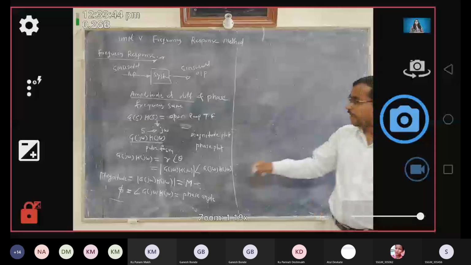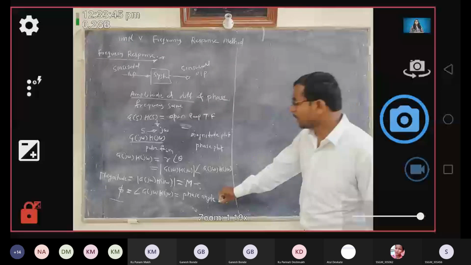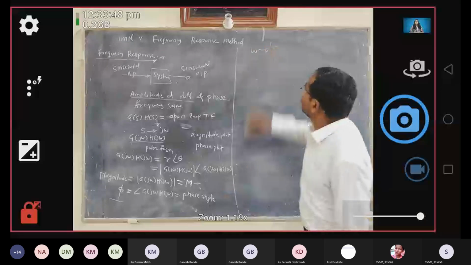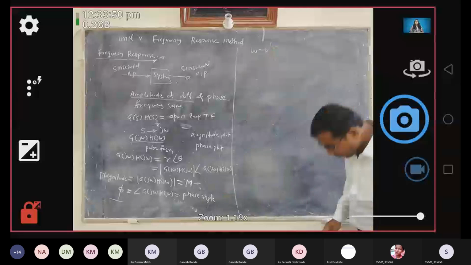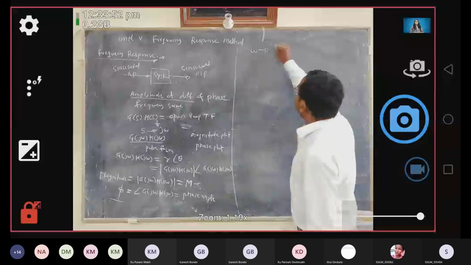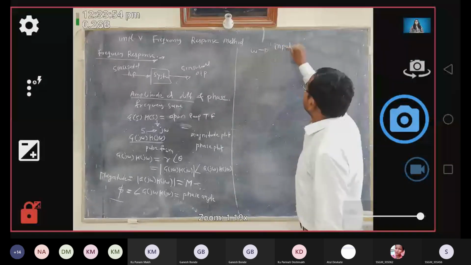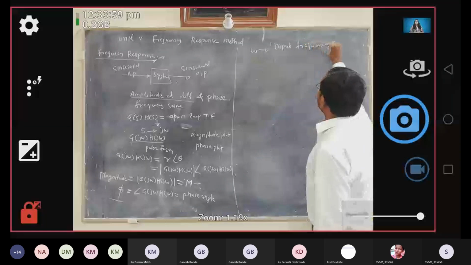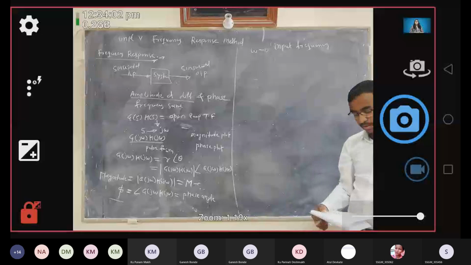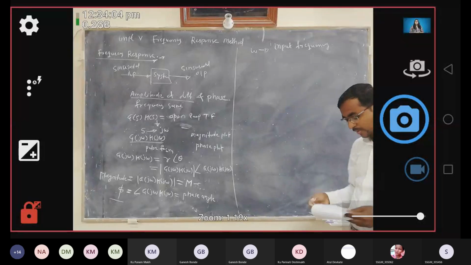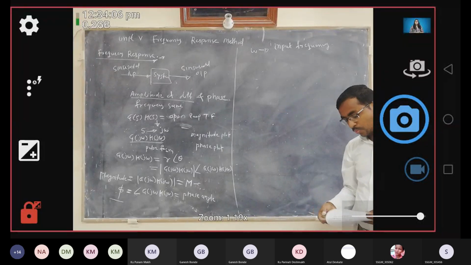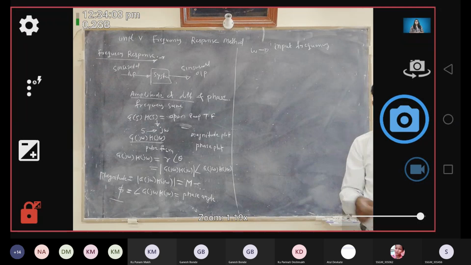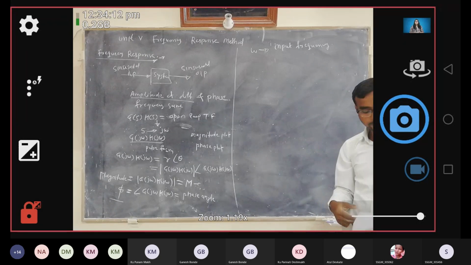What do we mean by this omega? Omega is nothing but the input frequency. That means we can apply different inputs and take different outputs. So this is regarding the frequency response.